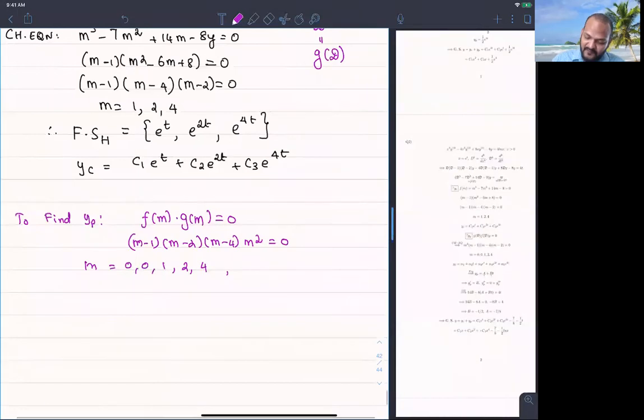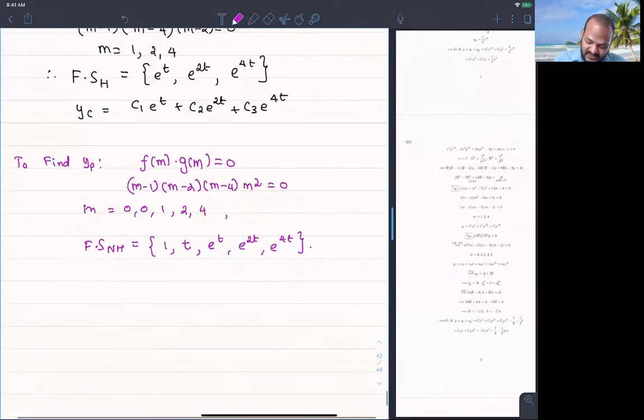And therefore, f as nh would be, I don't think I have enough space there, so let me write it down below. And that would be a constant, and t, because it's 1 times e to the 0, t times e to the 0, and then e to the t, e to the 2t, and e to the 4t.